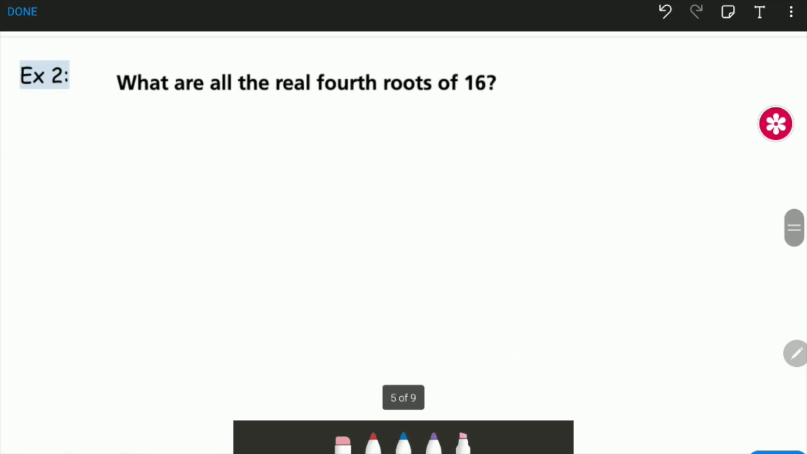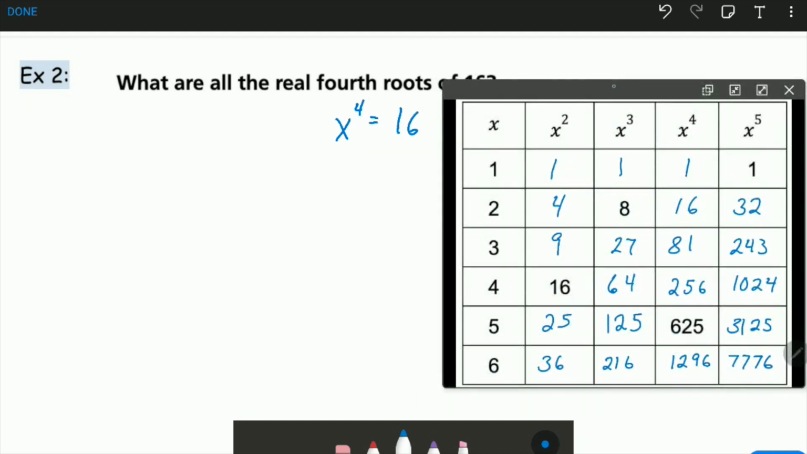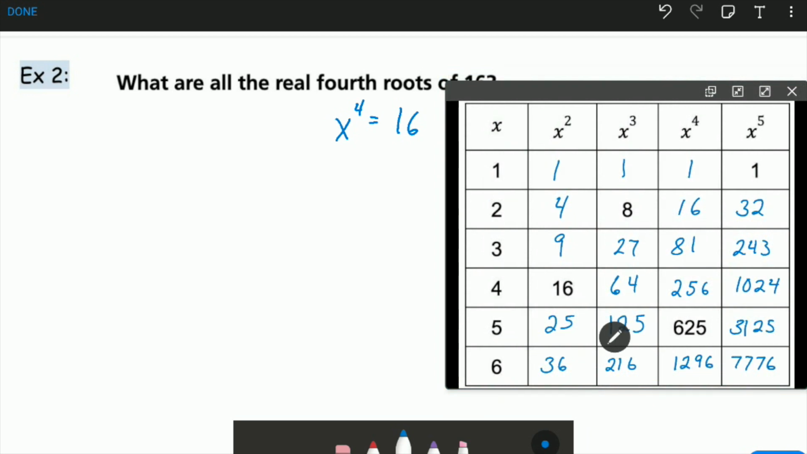Now, however, with the second example here, we're asked what are all the real fourth roots of 16? Well, that's a little bit different. So if we go through the same motions, x to the fourth equals 16, we can still find 16 on this table. I see it here, but this is underneath the square root column. We want the fourth root, the fourth power column, so here we are, and there's 16. So 2 would be the answer, though there is something that we are neglecting.